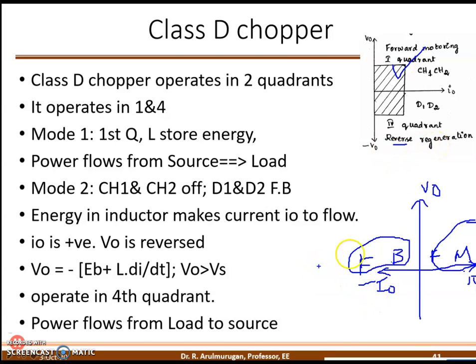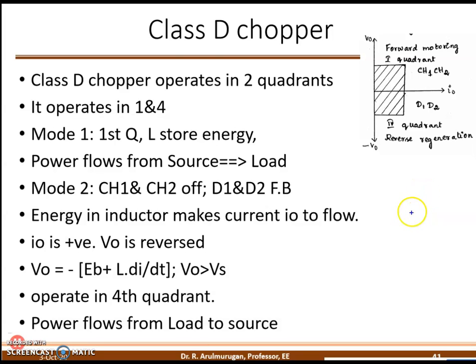Generally, there are four quadrants: forward motoring, another one is forward braking, the second one is reverse motoring, and another one is reverse braking. The x-axis is the current and the y-axis is the voltage. You can say about that one different.